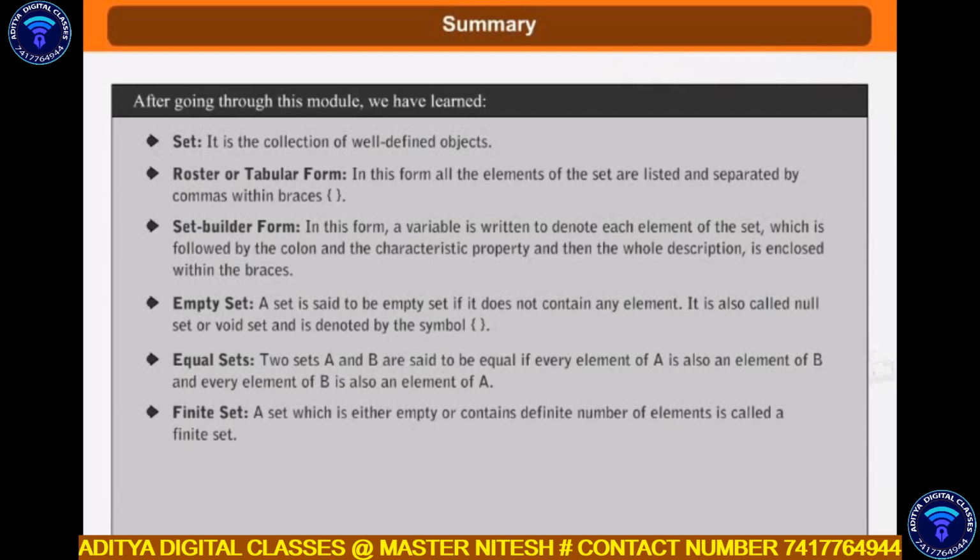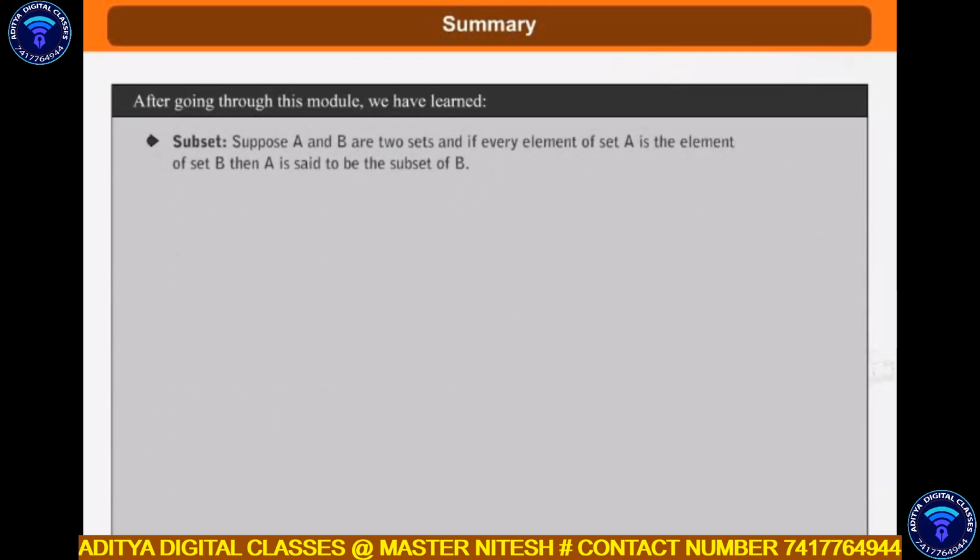Finite set. A set which is either empty or contains a definite number of elements is called a finite set. Infinite set. A set which is not finite. It is not possible to explicitly list out all the elements of an infinite set. Subset. Suppose A and B are two sets, and if every element of set A is an element of set B, then A is said to be a subset of B.